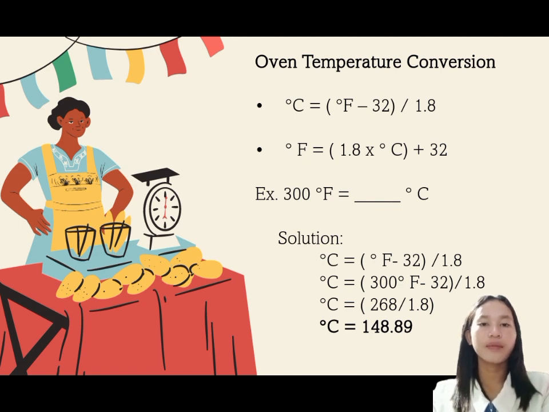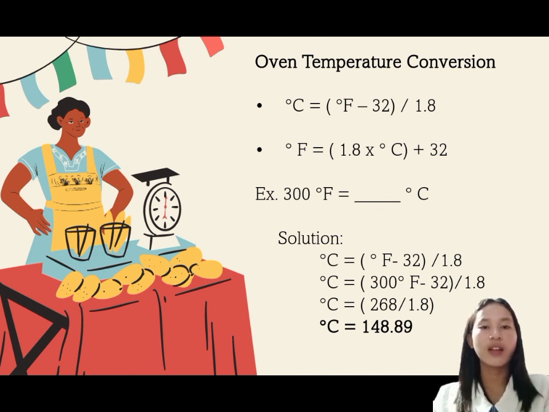So I have one example of this. It is 300 Fahrenheit equals what degree of Celsius. To get this, we need to solve this problem. So here is the solution. First, you need to find the formula.